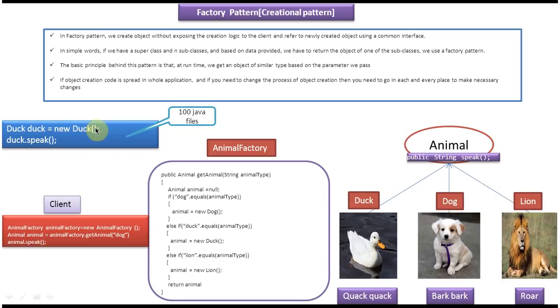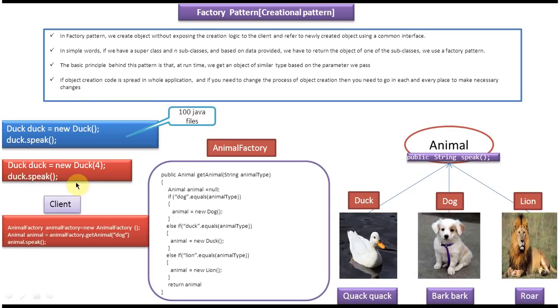Later, the requirement changes, and you have to pass the number of legs in the constructor to create the duck object, like this. If the requirement changes like this, then we have to go and change in 100 files: new duck, and instead of the empty constructor, you have to pass the number of legs. So we have to go and change 100 files.